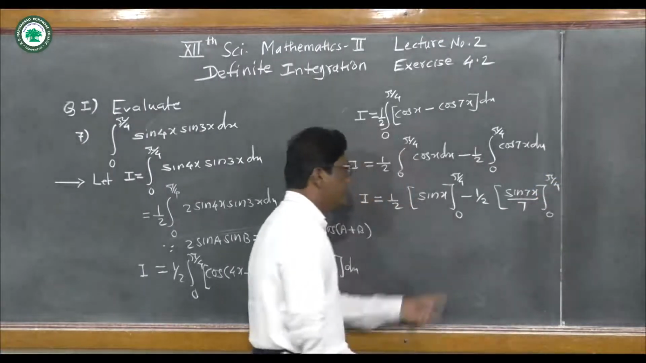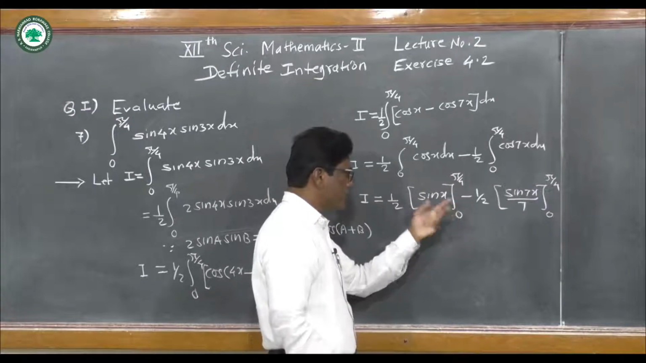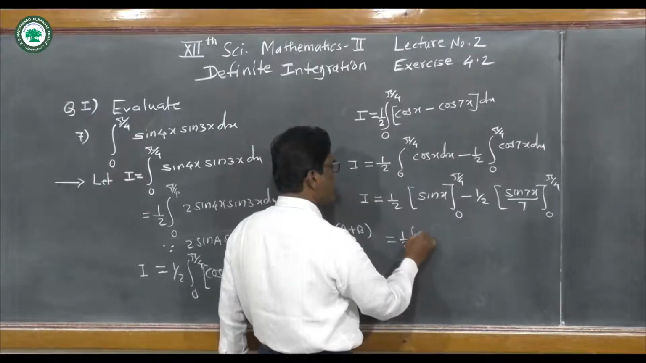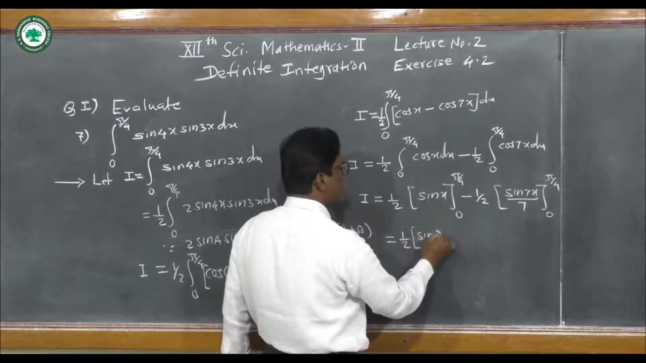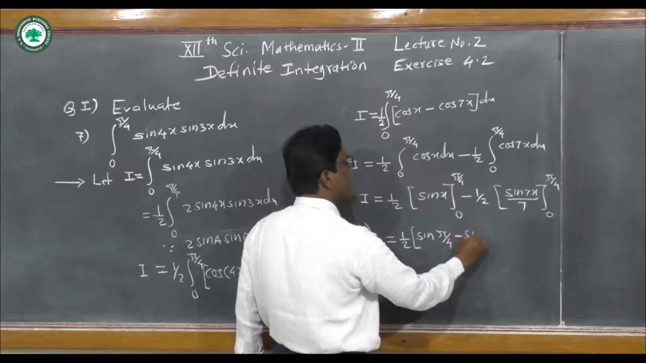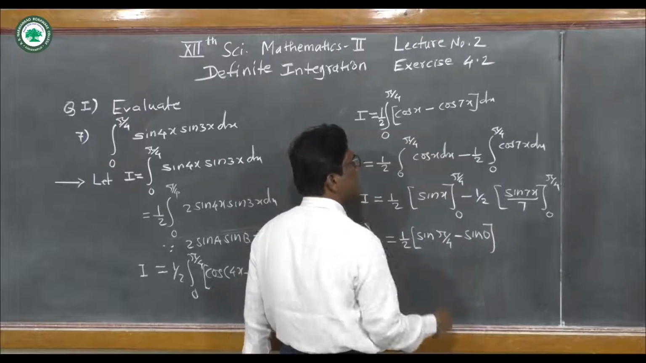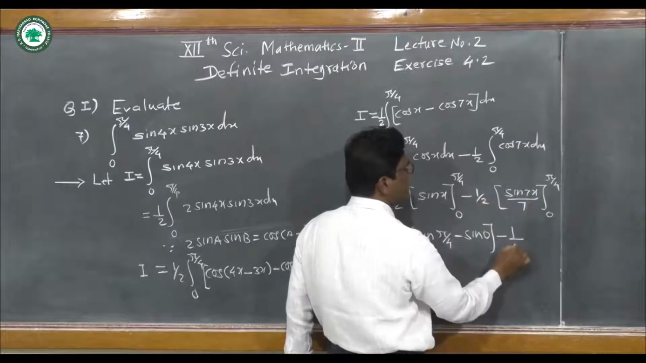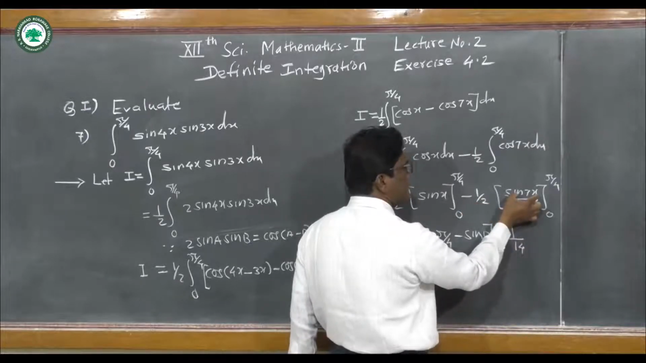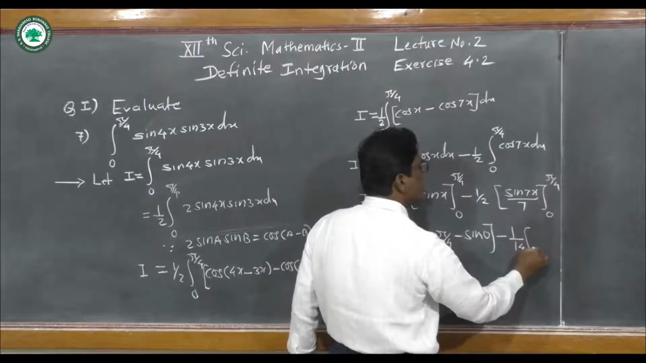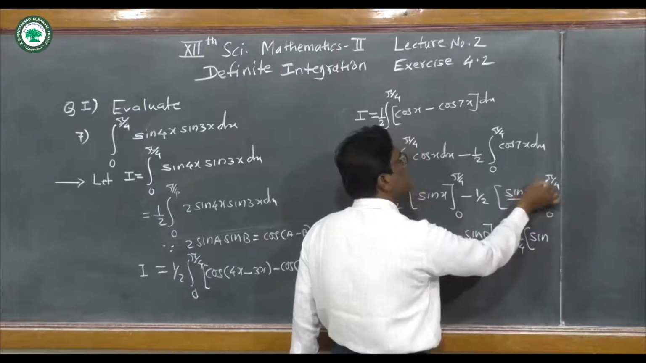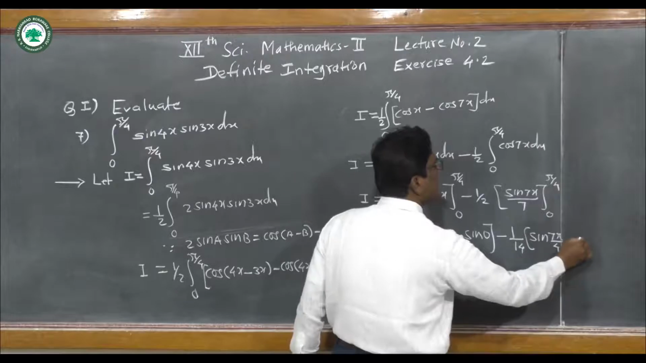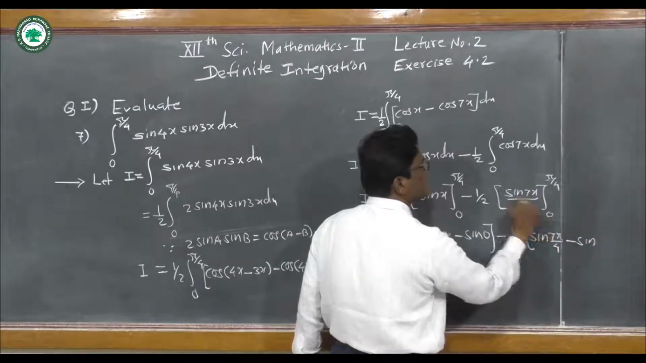Now in place of x we put the upper limit, minus in place of x we put the lower limit. So it is equal to 1/2 as it is, sin of pi by 4 minus sin of 0, the lower limit. This minus 1/2 into 7, that is 1 upon 14, and now sin of 7x from 0 to pi by 4, so we put sin of 7 pi by 4 minus sin of 7 into 0, that is 0.